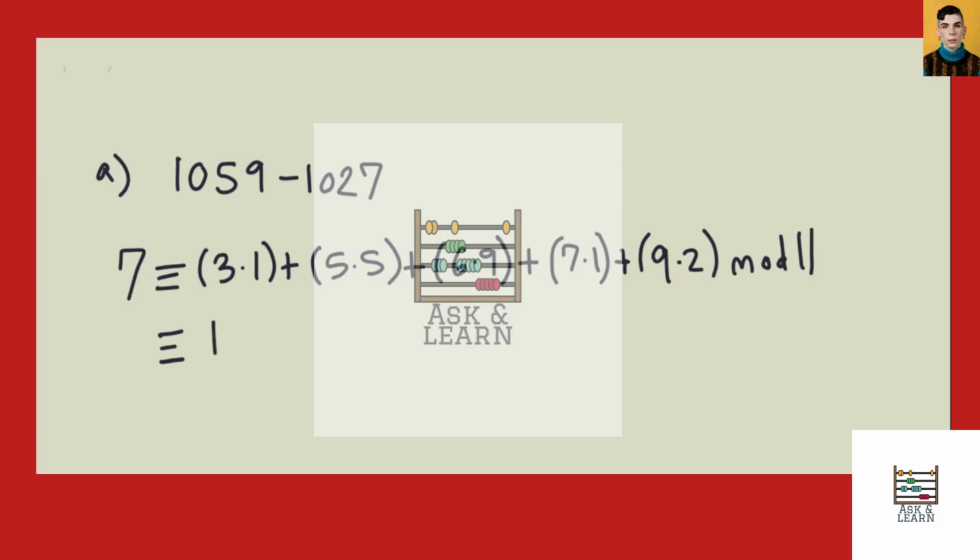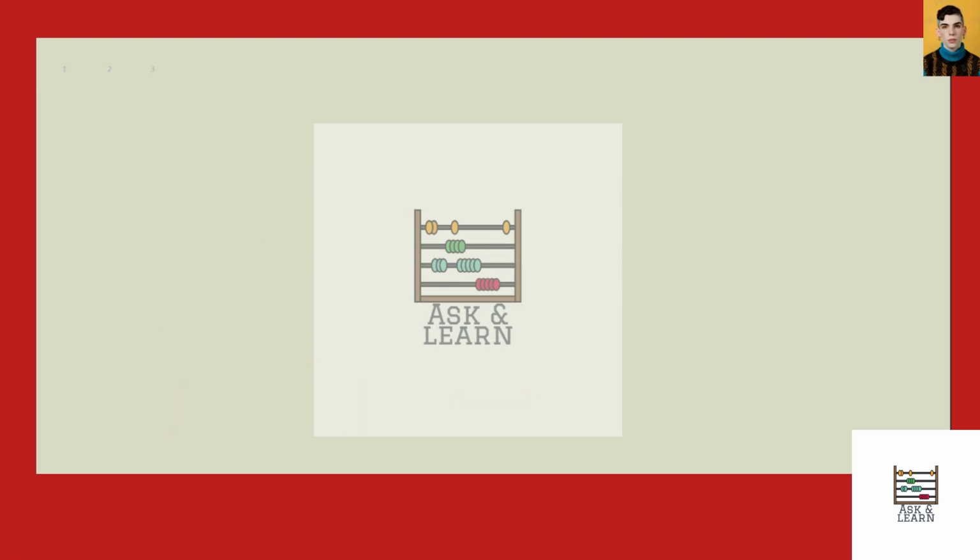Okay, so this can be 107 mod 11, which is going to be 8. And so that is not true, right? So this is not valid. On to part B here.